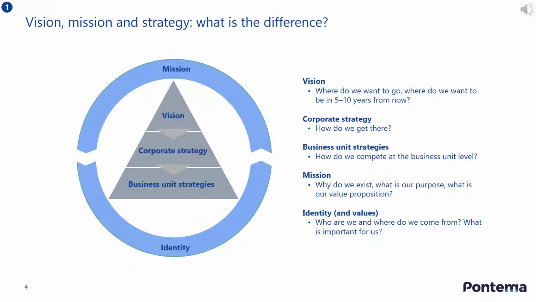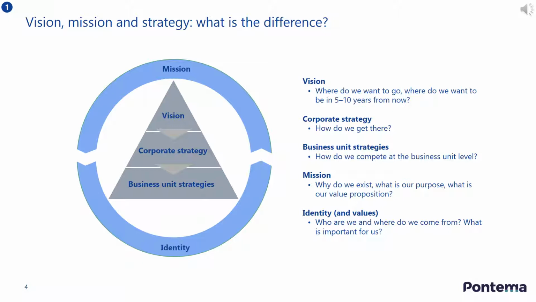So, what's the difference? Well, a vision is a description of where the organization wants to be in 5 to 10 years from now. The vision is supported by a corporate strategy which outlines how the organization will get there and realize its vision. For example, via organic growth or acquisition of new capabilities. Supporting the corporate strategy is the business unit strategy, which outlines how the organization will compete in each of its business units, such as low-cost competitive positioning or capability differentiation.